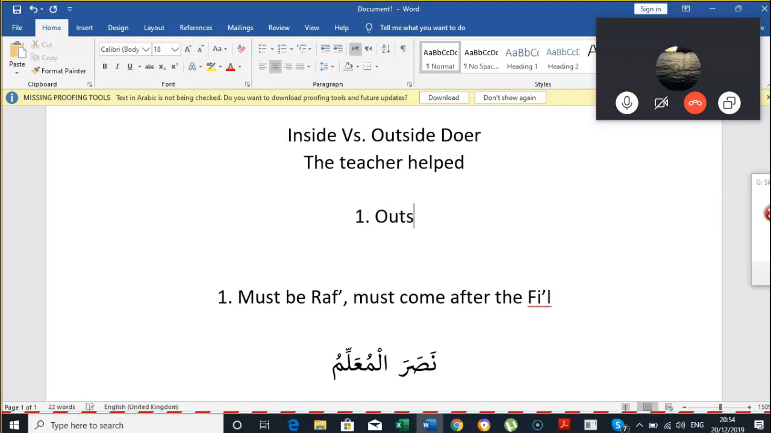So you understand what an outside doer is? What's an outside doer? Basically it's not a pronoun. Whatever is doing something, if it's not a pronoun, it's an outside doer. If it's a pronoun, it's already in there. But for example, sometimes I want to say Allah helped, the man helped, the boy helped, the teacher helped, etc. That's called an outside doer. So understand the difference between inside and outside doer. And the doers have to be isms.